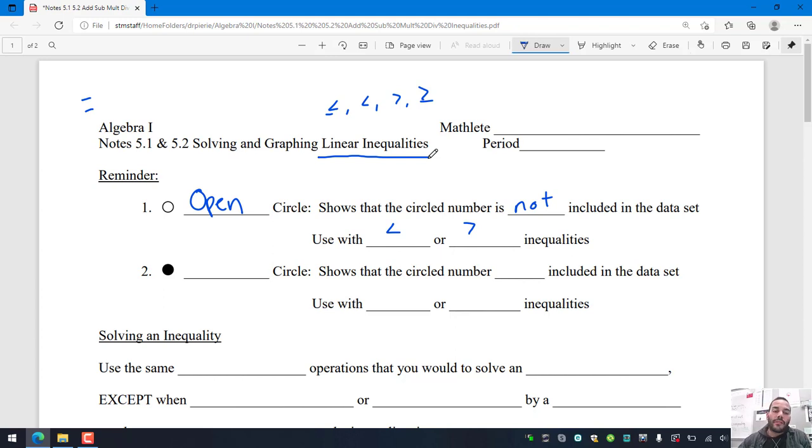Opposite of an open circle would be a closed circle. And what is a closed circle? It shows that the circled number is included in the data set, and the two symbols associated with closed circles are less than or equal to, and then greater than or equal to. Got to remember those four things.